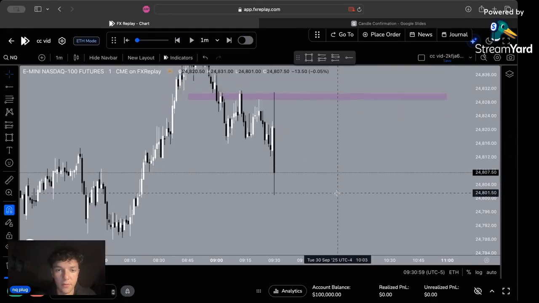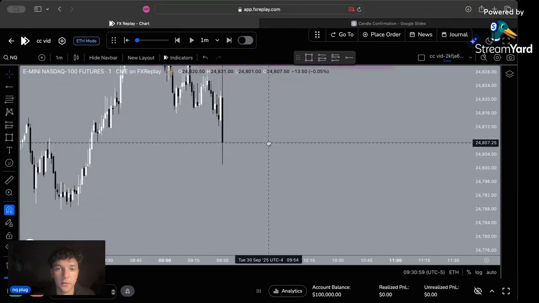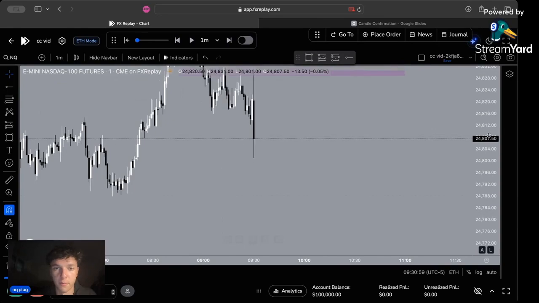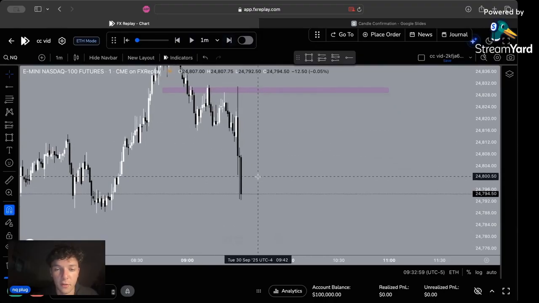All right. Obviously, there's no IFGs to take here, right? So let's see if a candle confirmation entry shows up. Nope. All right, so here's where it gets a little tricky and you have to use this discretion, right?